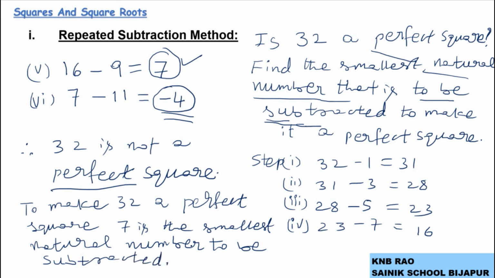That's it, students. Similarly, if you want to find the smallest natural number that is to be added to make it a perfect square, it will be from the sixth step. To make 32 a perfect square, 4 is the smallest natural number to be added. So from this repeated subtraction method we can answer this sort of questions also. So note down this, I am putting it on the screen, try this as homework for today's session.